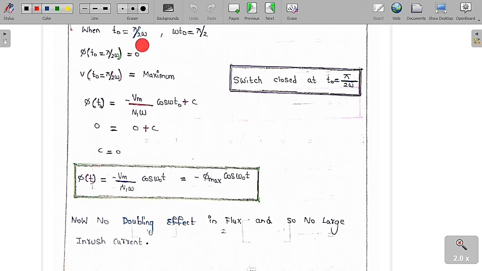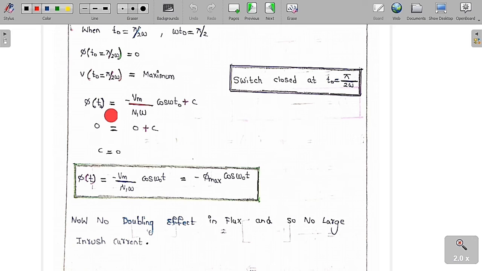So at t naught equal to pi by 2 omega, I am going to see what is the nature of the curve. So omega t naught is equal to pi by 2. I have already told you initially there is no flux in the core, so flux at t naught equal to pi by 2 omega is nothing but 0. But the supply voltage at t naught equal to pi by 2 omega is going to be at its maximum value, because sine 90 is the maximum value. So at omega t equal to pi by 2, we get the maximum supply voltage. So I am going to close the switch at t naught equal to pi by 2 omega.